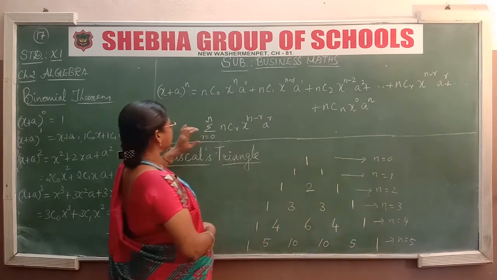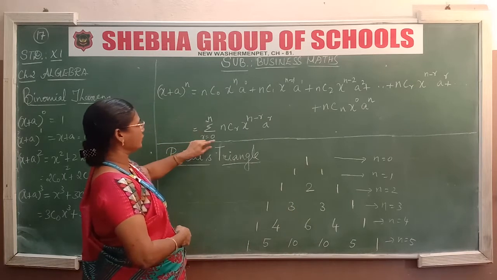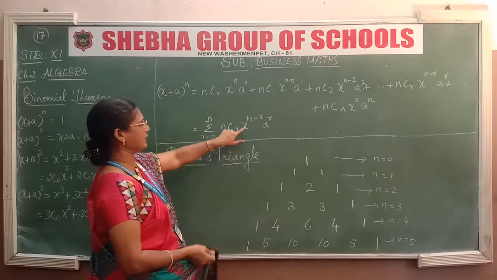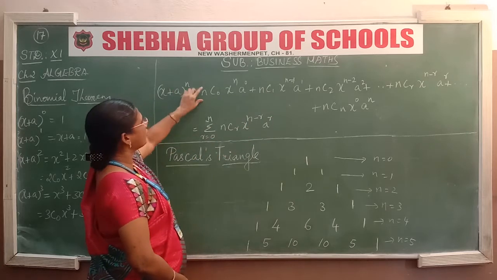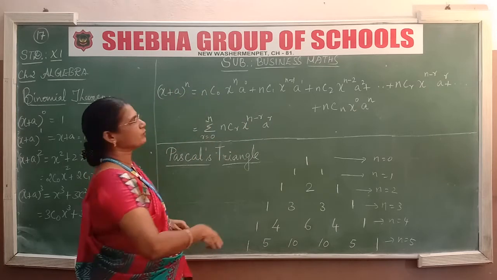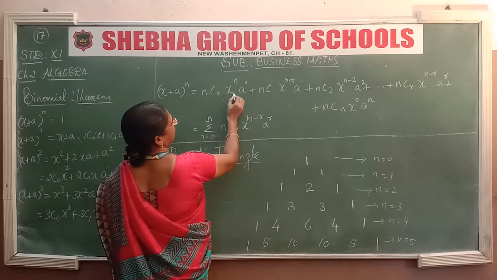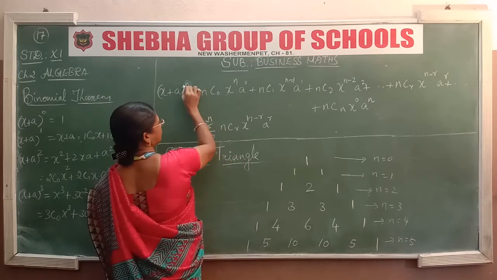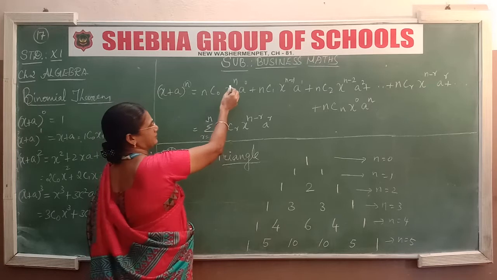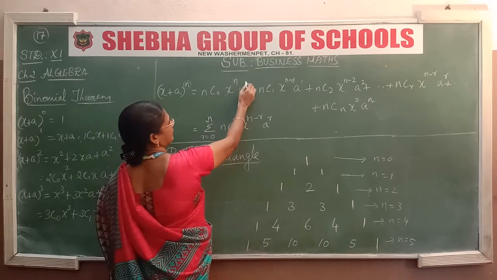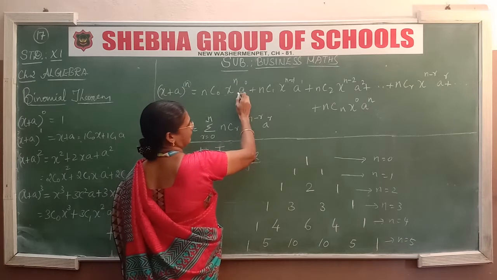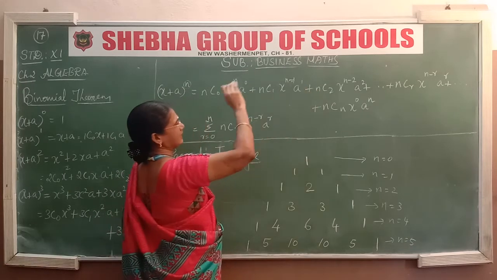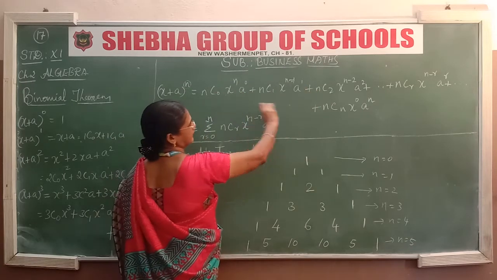Listen, we write this simply as sigma r equal to 0 to n nCr x power n minus r into a power r. Listen, our first coefficient is nC0 and our x power is n. That is what is whole power, that is our x power n. Next a power 0. Here starting with a power 0, a power is increasing and x power is decreasing.